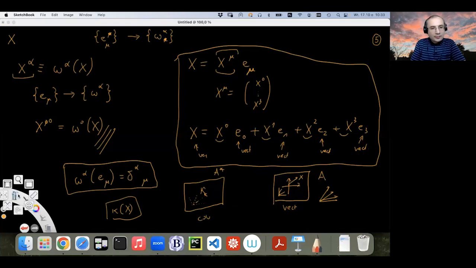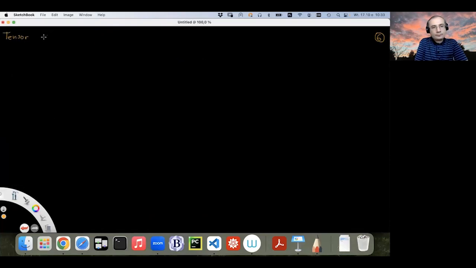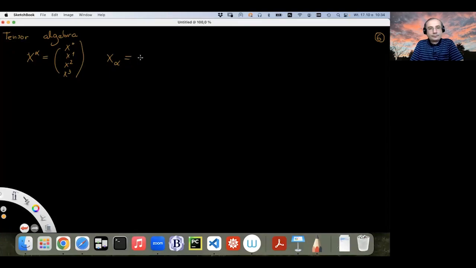Okay. Let's go to a new blackboard. I think it would be good if you tried to participate. So let's first work a bit on index raising and lowering. So imagine we've got a vector with components x0, x1, x2, x3. And the question is, what are the components of this vector if we lower the index? Does anybody have any idea? Okay, we need to perform the contraction with the metric tensor. And this metric tensor is, as you remember, minus 1, 1, 1, 1, and zeros everywhere.